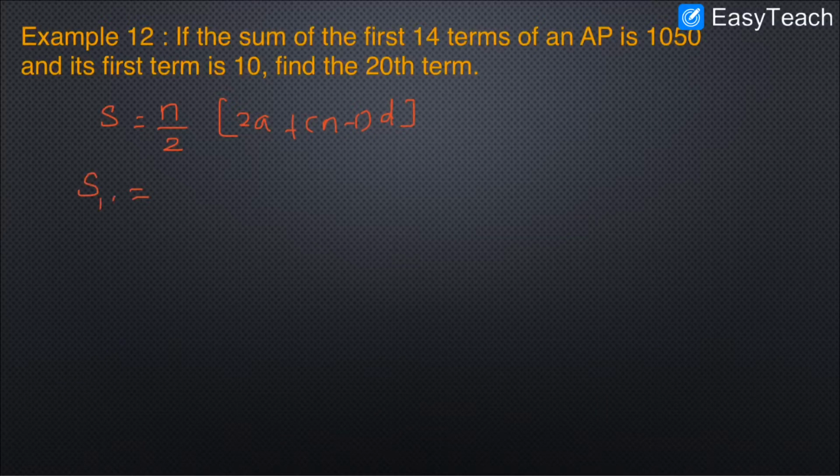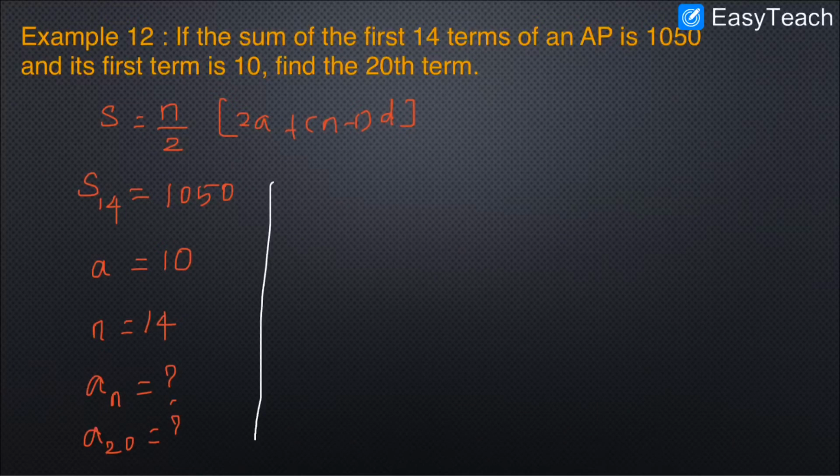Here the sum of first 14 terms is given, which is 1050, and the first term is given, a equals 10. We have to find the 20th term. Sorry, n is given, and we have to find an. So n is 14, and we have to find a20, the 20th term. Let's substitute the given values. S14 is given as 1050.